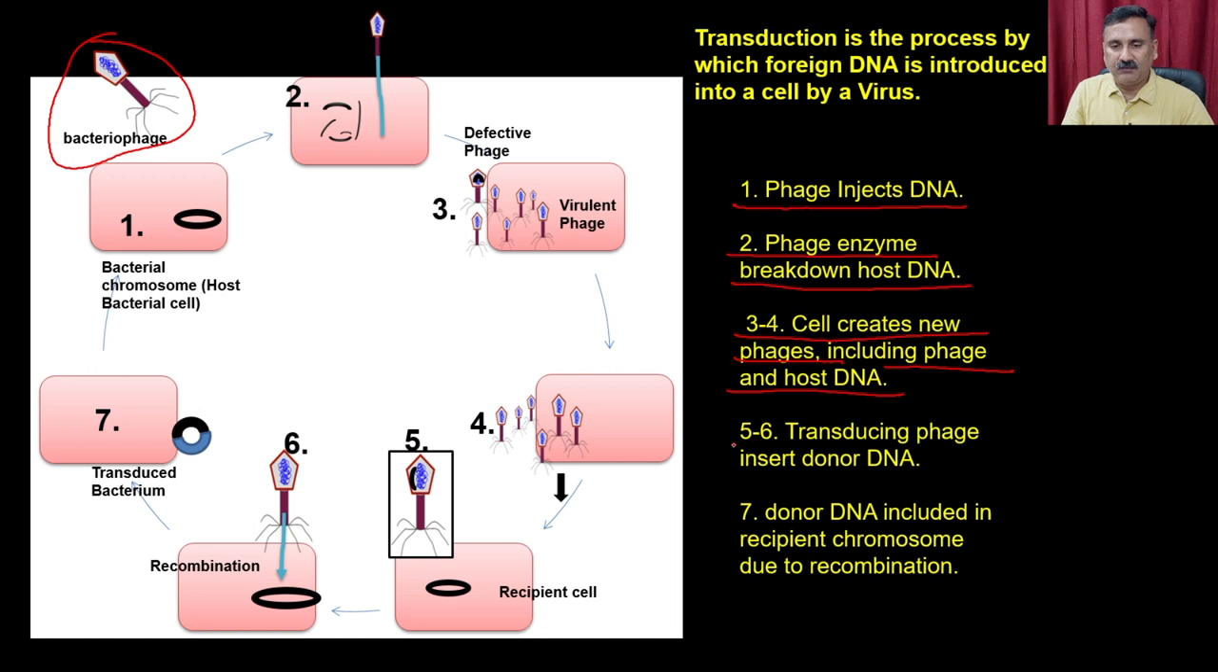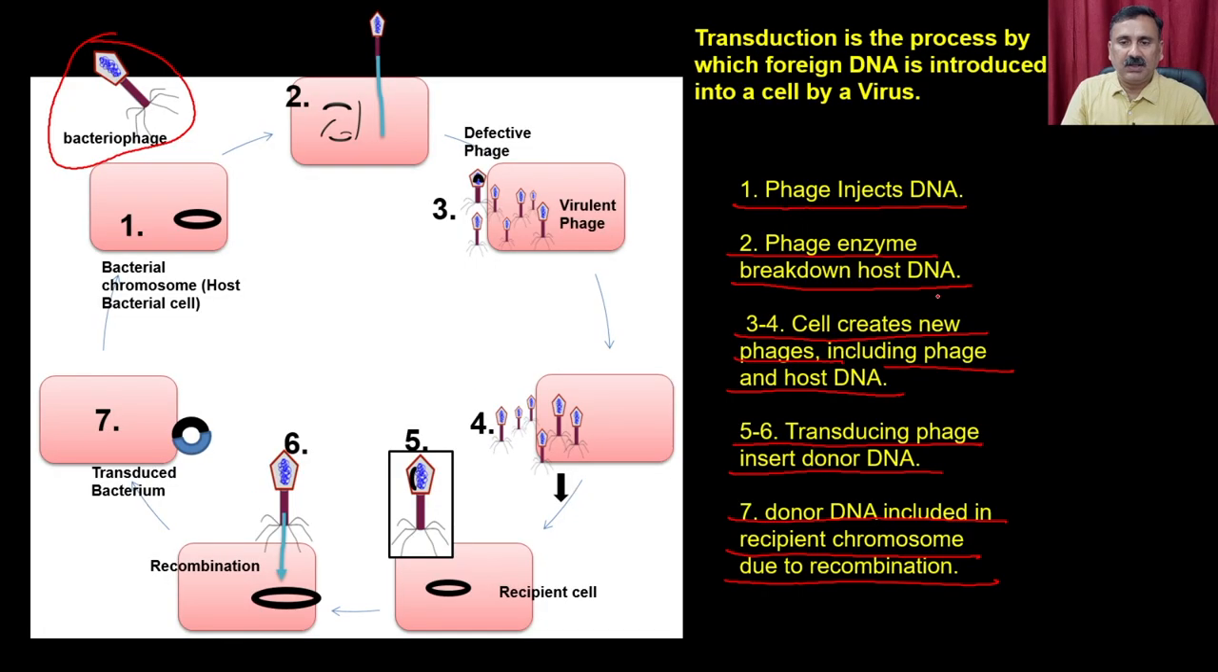And in steps 5 to 6, the transducing phage inserts the donor DNA, and the donor DNA is included in the recipient chromosome due to recombination. So in the last step, it recombines, and that's how whatever DNA the phage has injected becomes a part of the host genome. And when the host is replicating, it also replicates the viral genome. So these are the different methods we have discussed for delivering DNA into the host system.